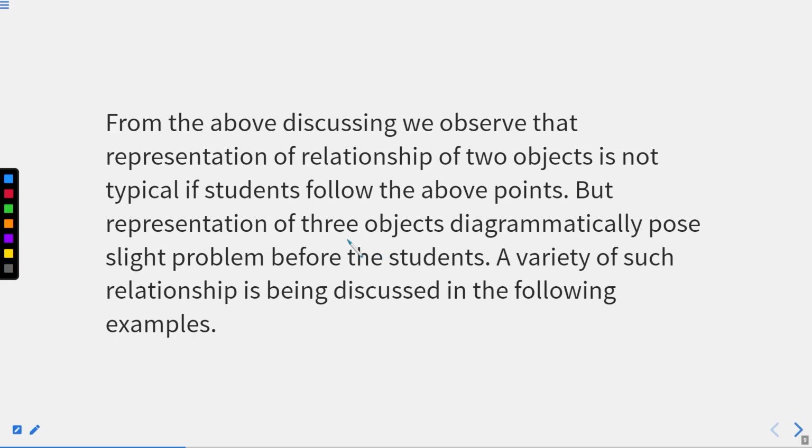But the representation of three objects, till now we are dealing with only two objects, either pen or stationery, either weight or gym. So only two things are given and we are making the diagram based on that, right? But the diagram poses a slight problem when three objects are there before the students. A variety of such problems is discussed in the following examples in this video. So you don't have to worry even if there are three objects, right? I'm going to explain with the help of examples how you are supposed to approach the same, right?